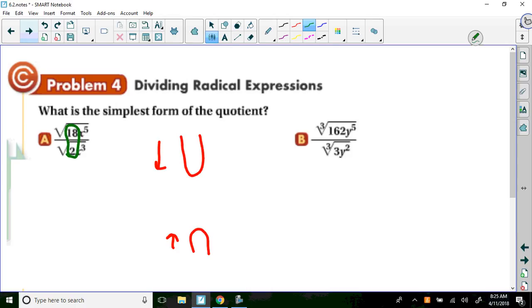18 divided by 2, what's that going to be? 9. So we can divide across that fraction bar because of those properties, right? So we're going to end up really with the square root of 9. And then similarly, x to the 5th divided by x to the 3rd. Do you remember your exponent rules? X to the 5th divided by x to the 3rd is x to the 5 minus 3, or x squared.